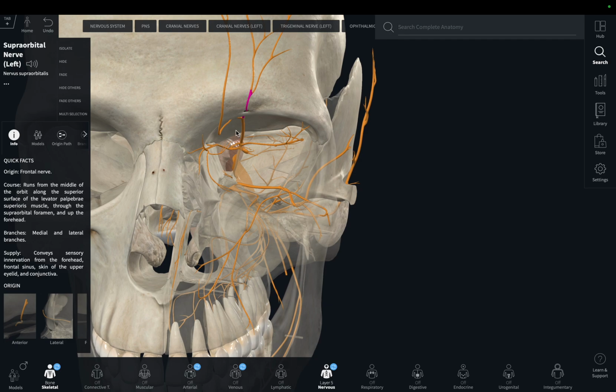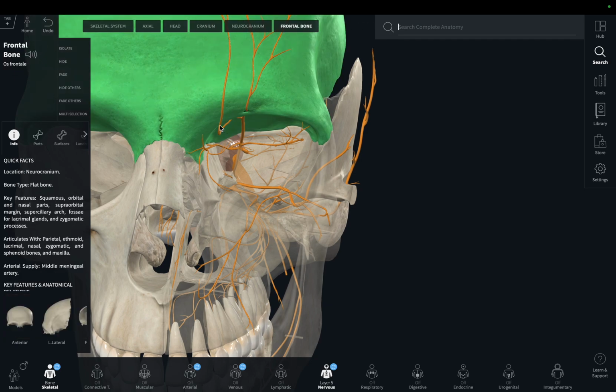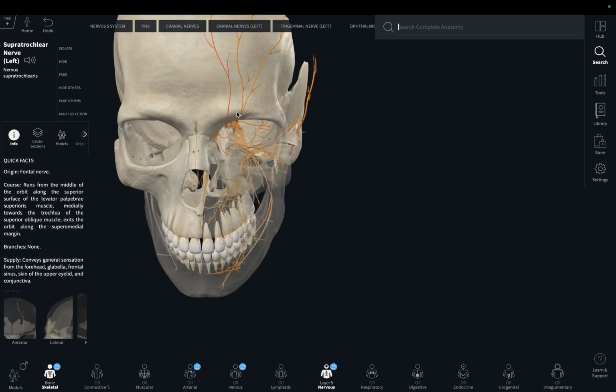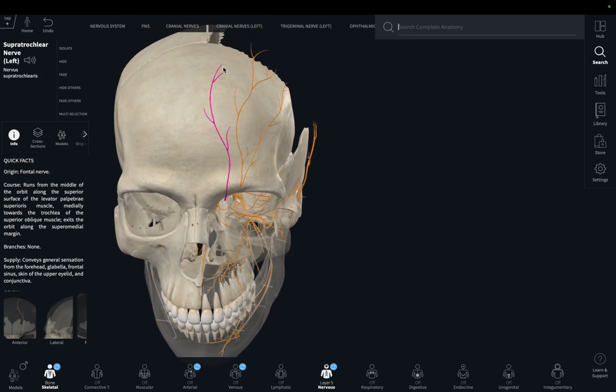The second nerve from the frontal nerve is this: the supratrochlear nerve, which exits the orbit along the supramedial margin, just here. It conveys general sensation from the forehead, glabella, frontal sinus, skin of the upper eyelid, and conjunctiva, and runs all the way back to here.